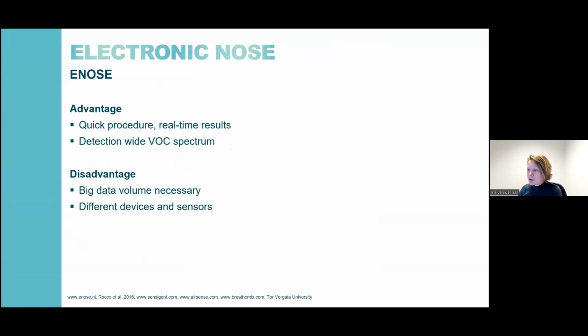In general, it's a quick procedure with real-time results, which makes it very suitable for use in clinical practice, and it detects a wide spectrum of VOCs. The disadvantage of detecting a wide VOC spectrum and not identifying the individual compounds is that we need a lot of data. And next to that, there are many different eNose devices, and they all have different sensors or work slightly different, so data is not compatible between devices.